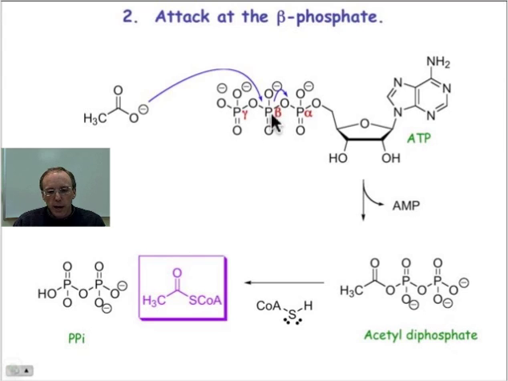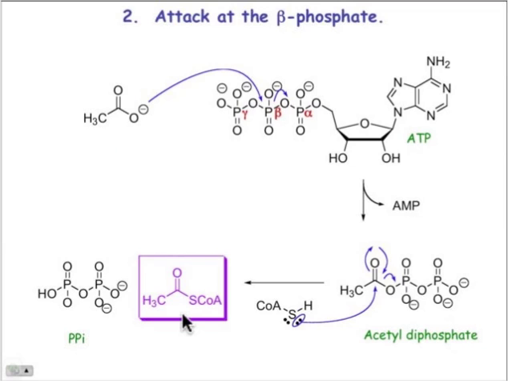In this case, the reaction is likely not to be a one-step SN2 reaction as in the previous example, but here it's probably an addition-elimination process. The result is that AMP, the monophosphate of adenosine, is lost, and we end up making a mixed anhydride that involves this diphosphate, acetyl diphosphate. That also is very activated towards substitution. The thiol group from coenzyme A comes in and does an addition-elimination process. Pyrophosphate is lost as the leaving group, and acetyl-CoA is prepared.